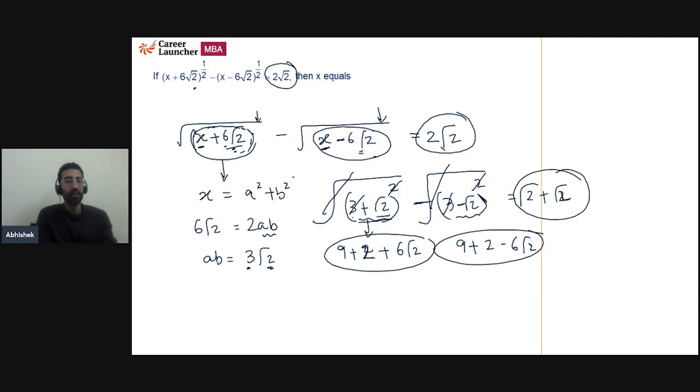If that is the case, it means you have hit the nail on the head. X must be a square plus b square. Let's say a is 3 and b is root 2. So 3 square is 9. Root 2 square is 2. This is 11. X will come out to be 11. That's your answer. I hope this is clear.